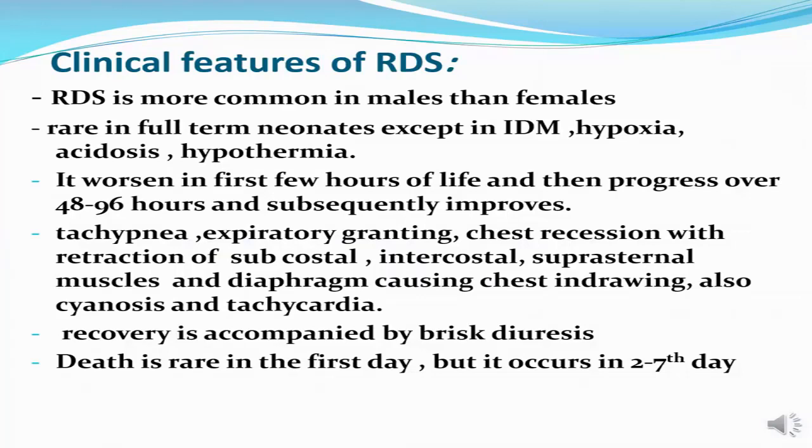Clinical features of RDS: preterm babies with RDS. RDS tends to be more common in males than in females, more in preterm than in term babies. It is rare in term babies, except in infants of diabetic mothers, hypoxia, acidosis, hypothermia. It worsens in the first few hours of life, then progresses over 48 to 96 hours and subsequently improves. They present immediately after delivery with tachypnea, expiratory grunting, chest recession, intercostal and subcostal recession, chest indrawing, and cyanosis.